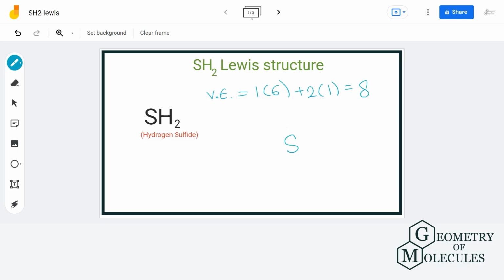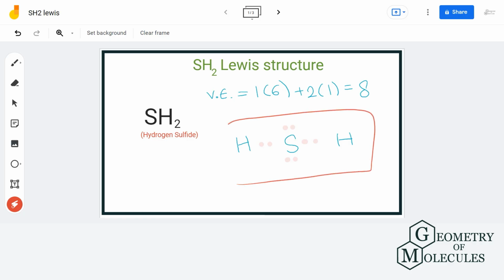For the arrangement of atoms, we will place the sulphur atom in the center and then attach two hydrogen atoms to it. The arrangement of atoms is quite simple, and then we will place electron pairs for bond formation. Now both hydrogen atoms here have completed their outer shell, but sulphur still needs about 4 more electrons, and we do have 4 more electrons left. So let us assign them to sulphur.